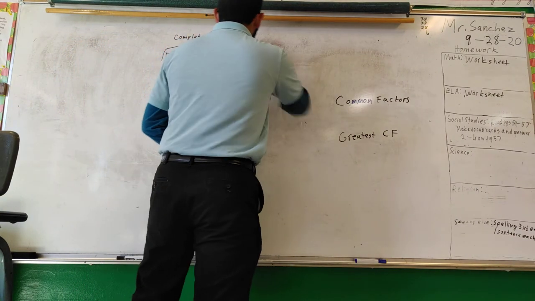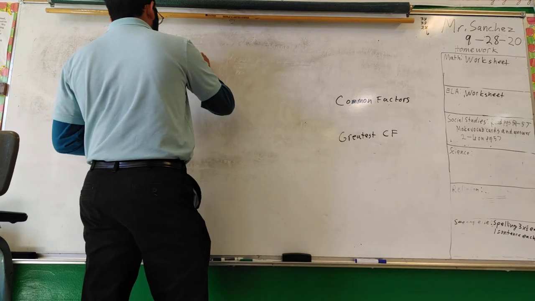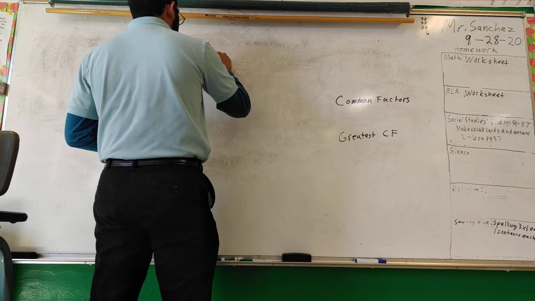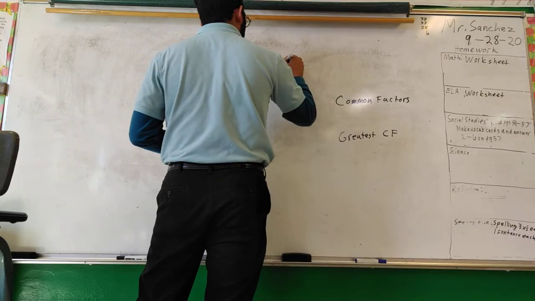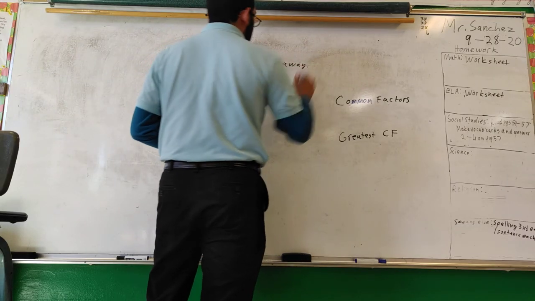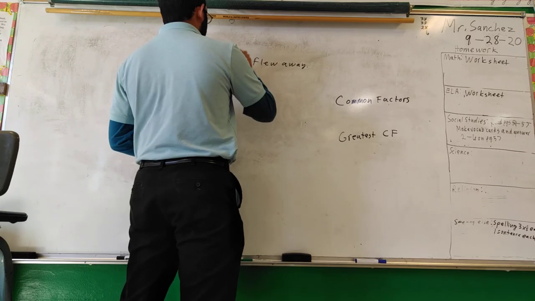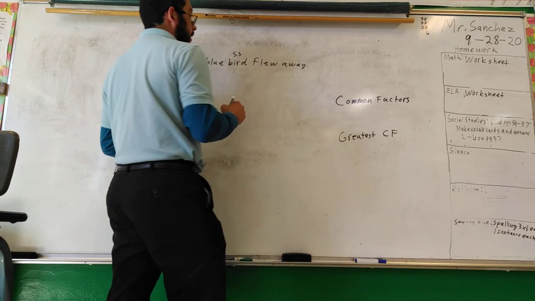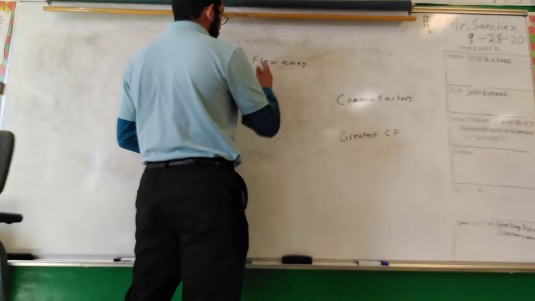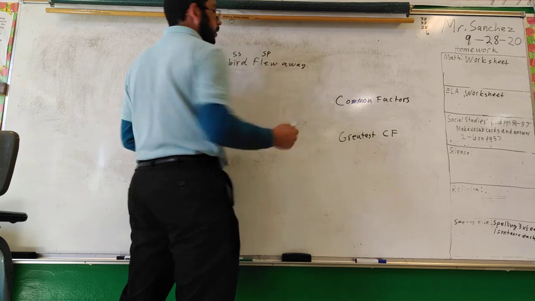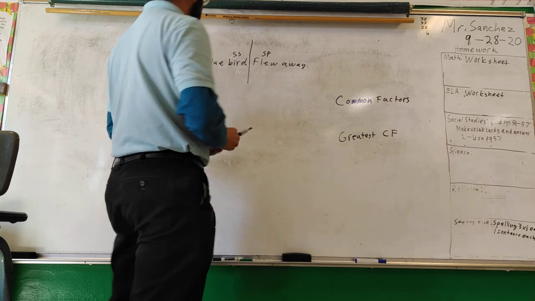One more example. The blue bird flew away. Once again, to find the complete subject, let's find the simple subject. The simple subject is bird, so simple subject, SS. We want to find the simple predicate, so we can split them up, which is the verb, which is flew, so SP, simple predicate. We'll put a line here to divide them immediately so we don't get confused.